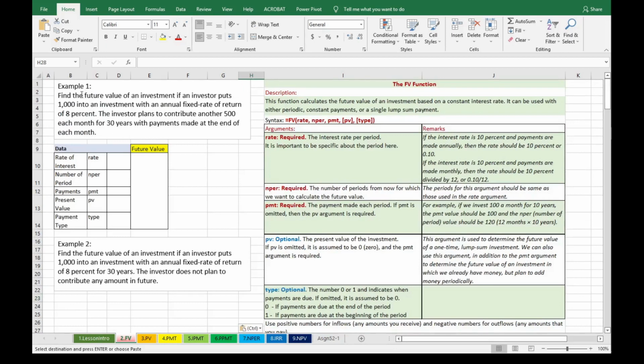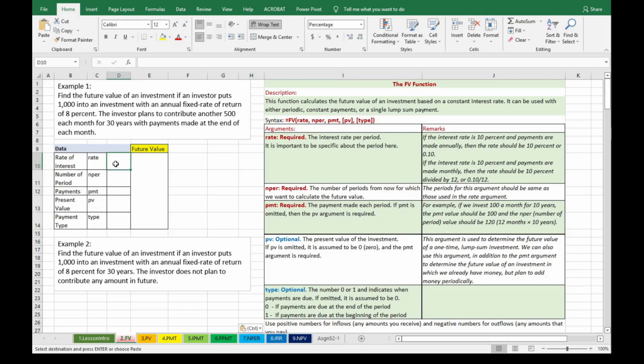So let's take example 1 here. Find the future value of an investment if an investor puts 1000 into an investment with an annual fixed rate of return of 8%. The investor plans to contribute another 500 each month for 30 years with payments made at the end of each period. So we have a table here and we'll start putting the values.